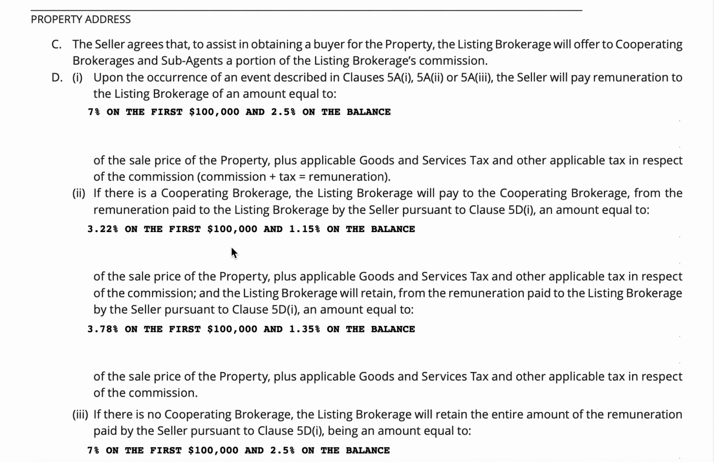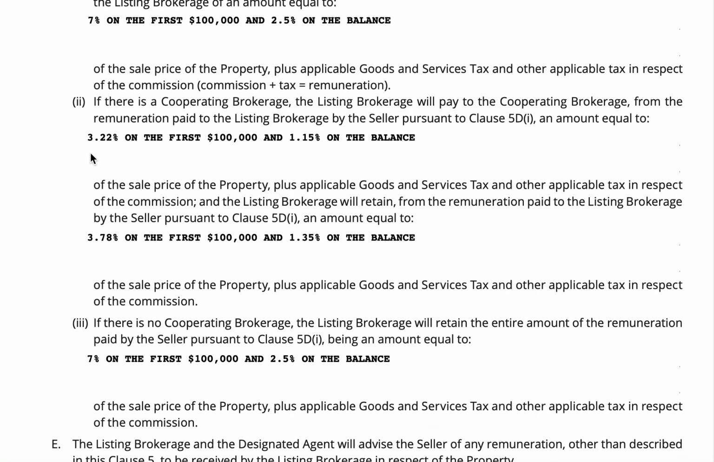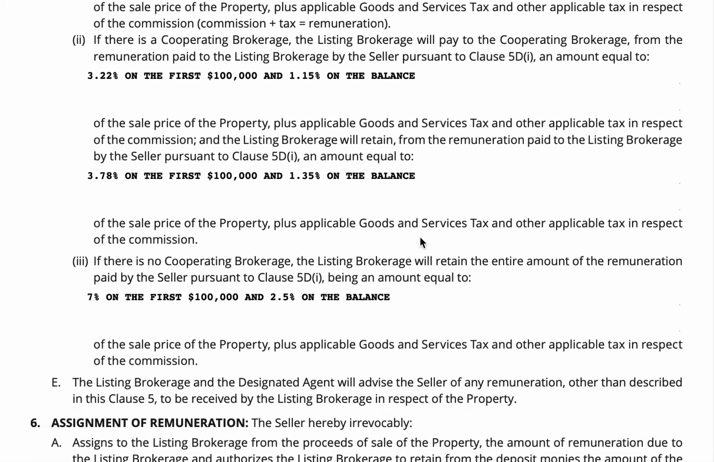Commission that I generally charge, 7% on the first 100,000, 2.5 on the balance. The buyer's agent and their brokerage get 3.22% on the first 100,000 to 1.15% on the balance. My brokerage retains 3.78% on the first 100,000, 1.35 on the balance.